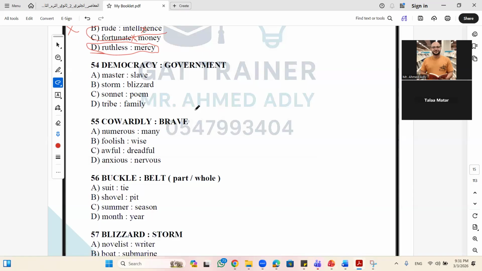Tribe and family. Okay, is a tribe a type of family? Storm and blizzard. A blizzard is a type of storm. Can you find something better? Sonnet and poem. Yeah, a sonnet is a poem.